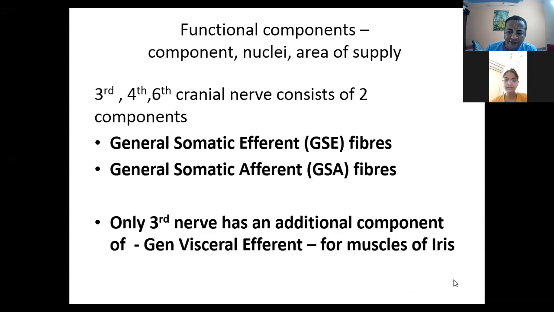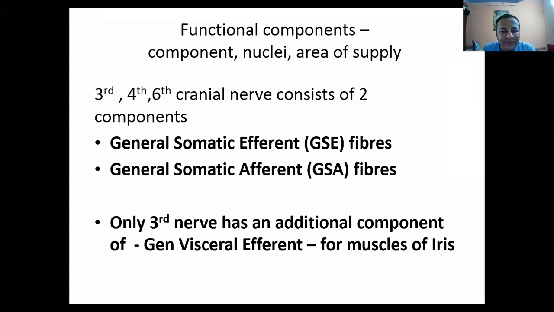That additional component is general visceral efferent for the muscles of the iris. So third nerve, apart from general somatic efferent and general somatic afferent, will have general visceral efferent also. You know, general visceral efferent component is for parasympathetic supply, if a nerve is a part of the parasympathetic outflow.